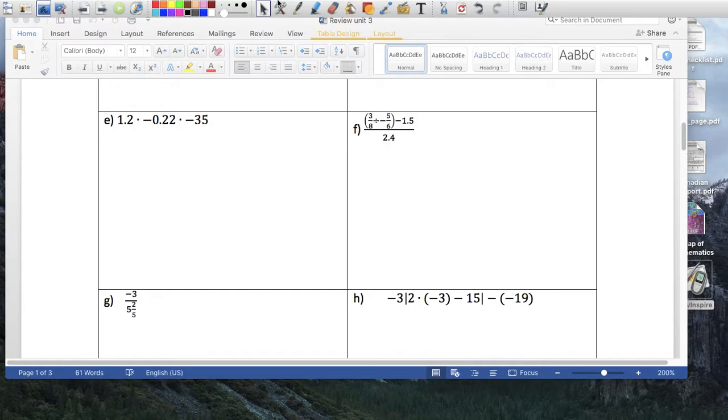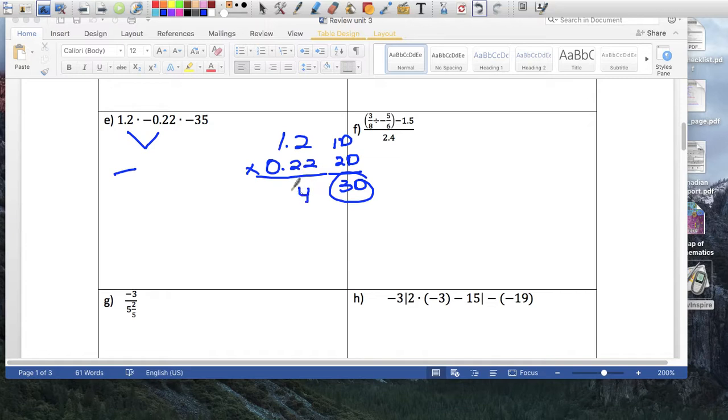So this is a decimal times a whole number. Let's take care of these two. It's a positive times a negative, so I get a negative. Let's just multiply that out, 1.2 times 0.22. One decimal place here, two decimal places over here, so a total of three decimal places, and that's what my answer should have.